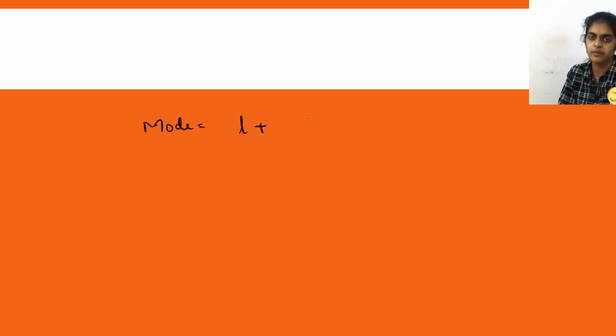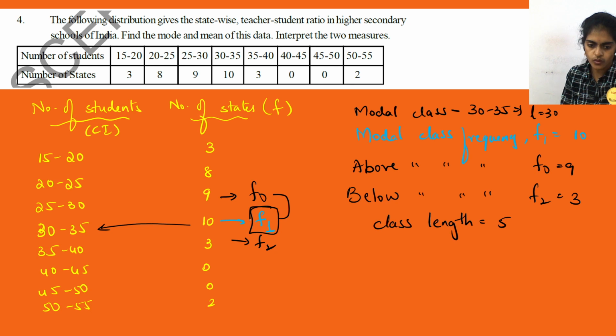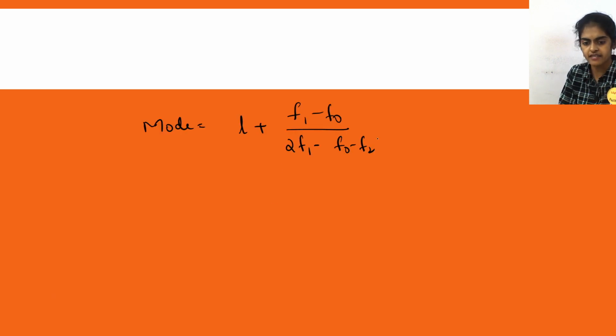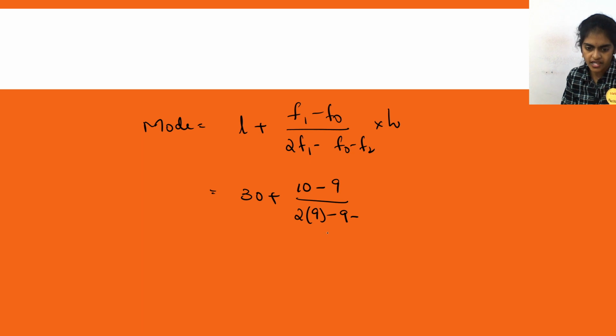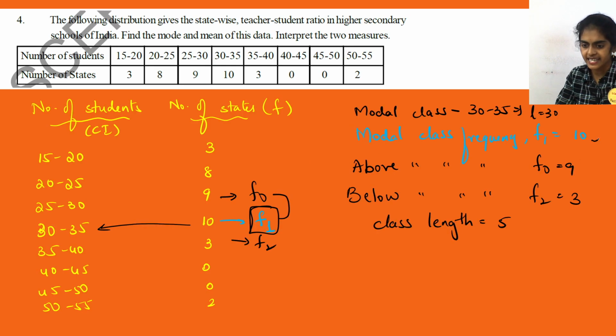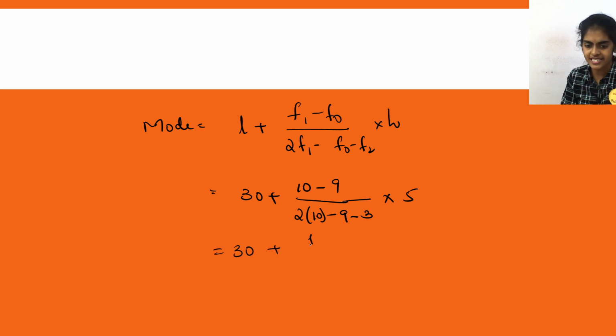Mode of any given data is L plus (F1 minus F0) divided by (2 times F1 minus F0 minus F2), multiplied by h. So L is 30 plus, F1 is 10, F0 is 9, I'm so sorry, F1, the modal class frequency, is 10, isn't it? F1 is 10, F0 is 9 and F2 is 3, multiplied by class size 5. So this is 30 plus 10 minus 9 is 1, divided by 2 tens are 20 minus 9 minus 3 is 12, so you will get 8 here, multiplied by 5. So this is 30 plus 5 divided by 8.